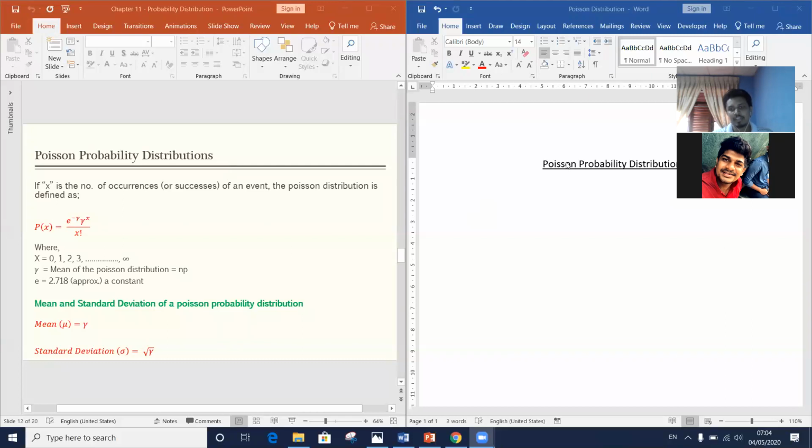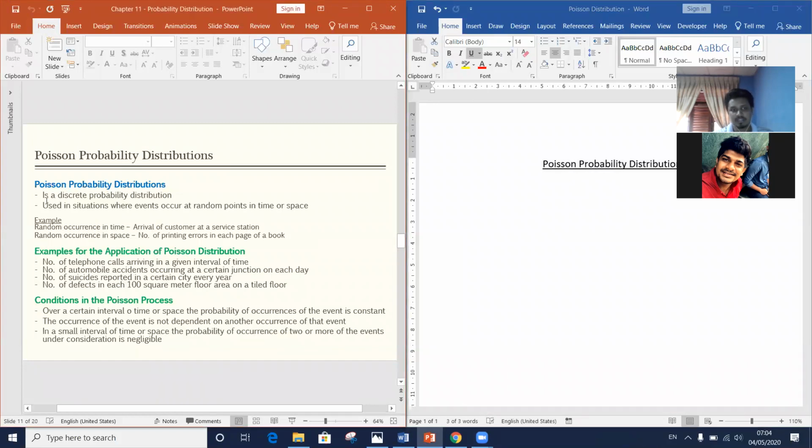Then how can we identify this one, the Poisson probability distribution, right? What does it say? Poisson probability distribution here. What is a discrete probability distribution? When it says discrete, you know what it means, right? What is the other word for discrete? Continuous. If it is discrete, the possible outcomes can be only some specific values. In other terms, there cannot be decimals. It's a discrete probability distribution.